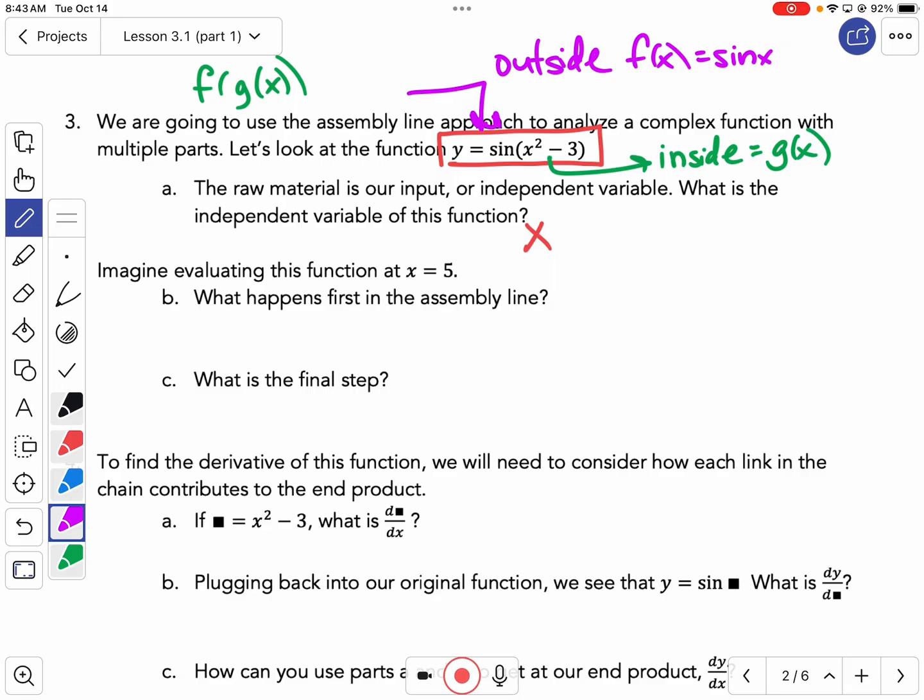All right, so let's look at this one. So now it says, imagine evaluating this function at x equals 5. What happens first in the assembly line? What would be the first thing we would do? Yeah, we would plug in 5 for x. So we would square 5.